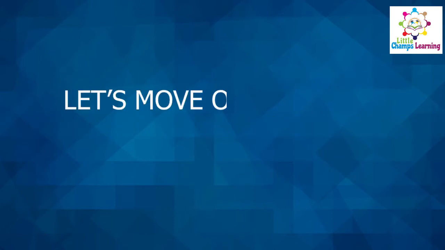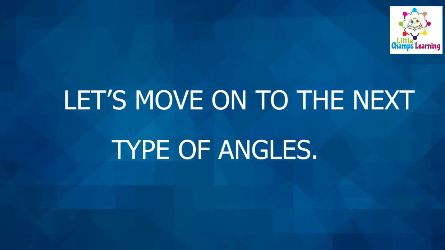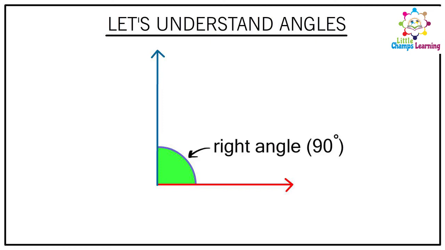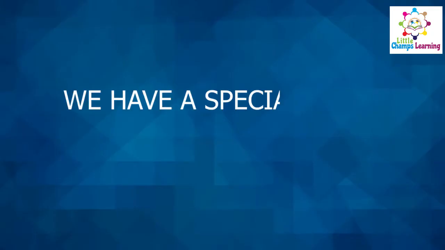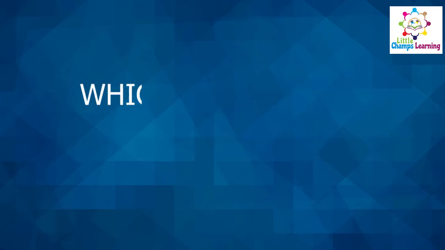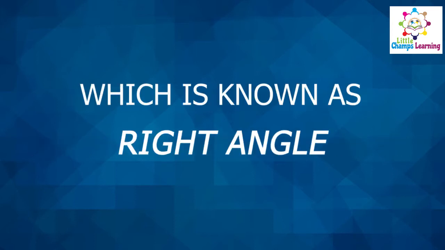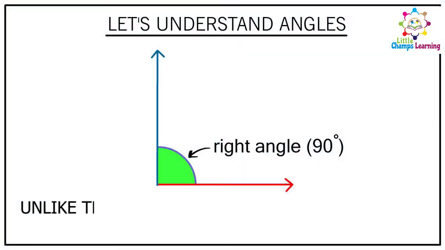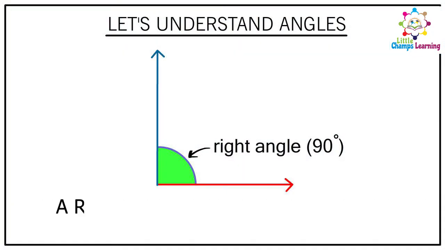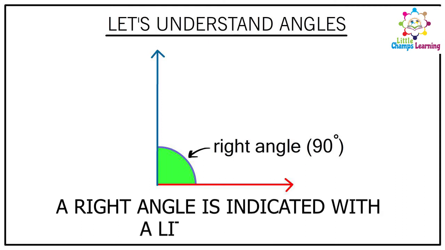Let's move on to the next type of angles. We will rotate the blue ray until it points up straight, and the angle measures 90 degrees. We have a special name for an angle that measures 90 degrees, which is known as a right angle. Unlike the other angles that are represented by an arc, a right angle is indicated with a little square like this.